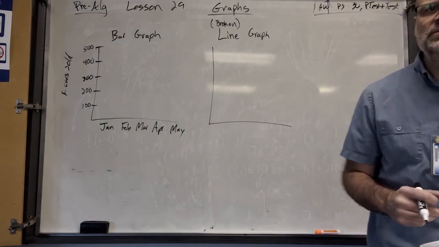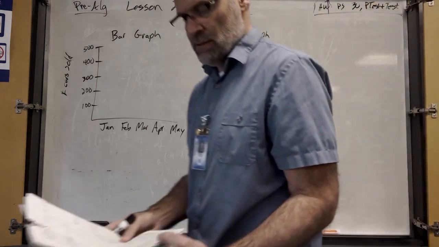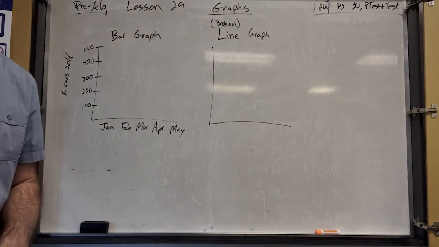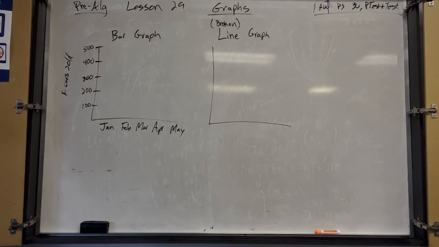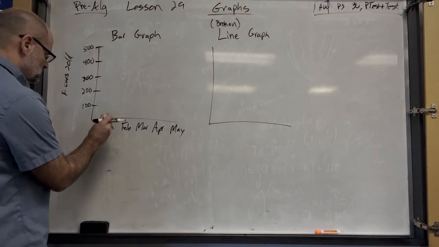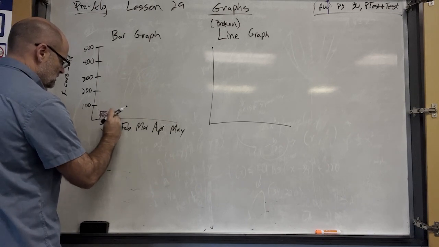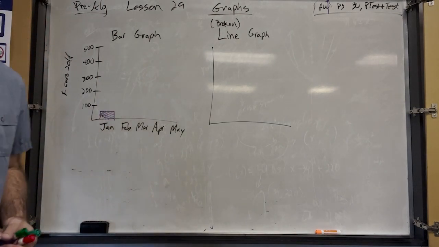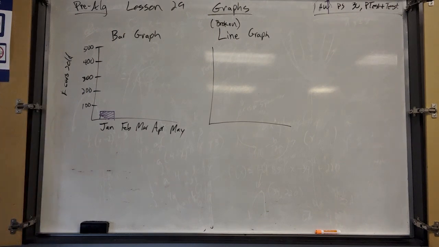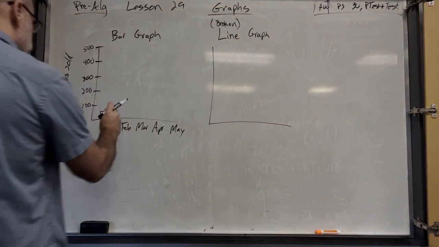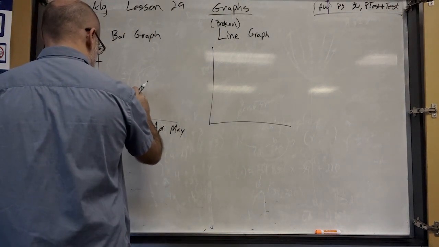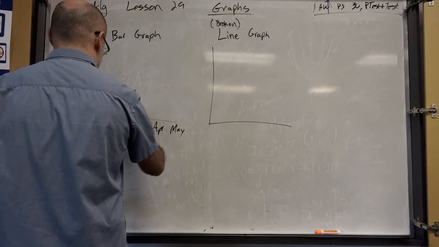Where would you put 50 cars? Halfway in between the 100 and the bottom. Yep, so let's do 50 cars. Color it in real nice. Let's say February they sold 200 cars. You can go all the way up to 200. Why is it going up like 100 every time?